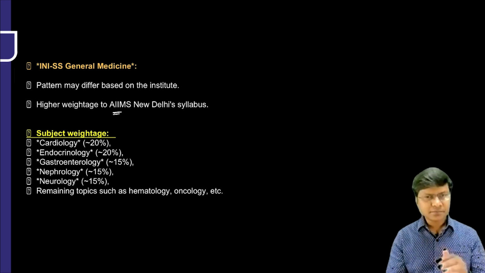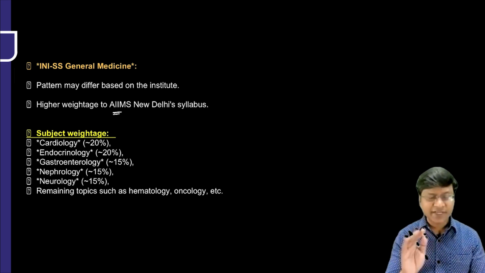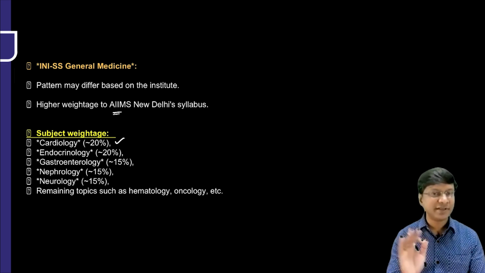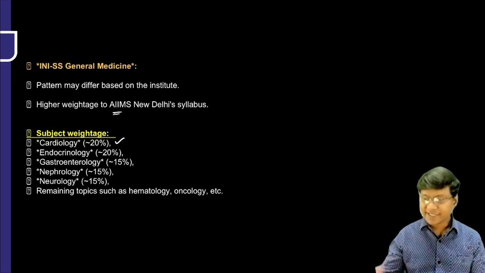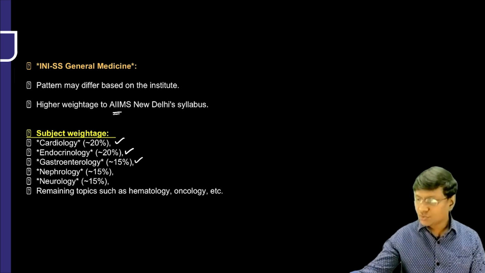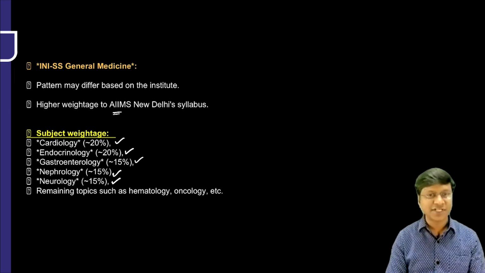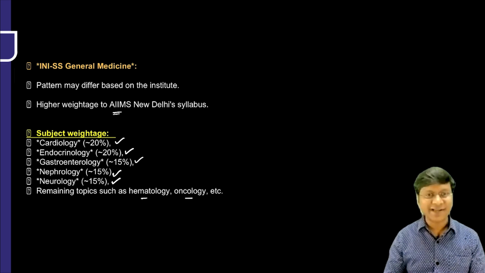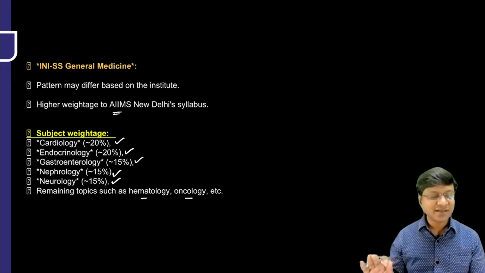Now, you should know the subject weightage, because in general medicine, we have cardiology, endocrinology, then gastro, nephro, neuro, and the remaining topics. Major weightage is given to cardiology: 20% of your paper will be from cardiology, then 20% endocrinology, then gastro, nephro, and neurology at 15%. The remaining topics include hematology and oncology. So this is the subject weightage for the individual subjects.